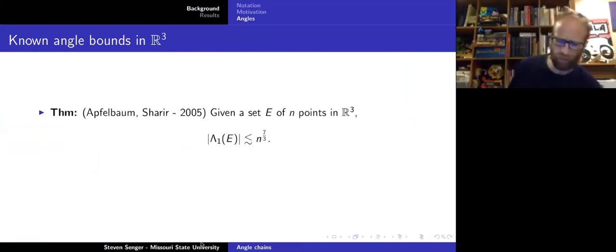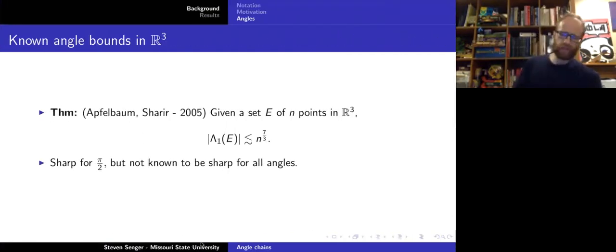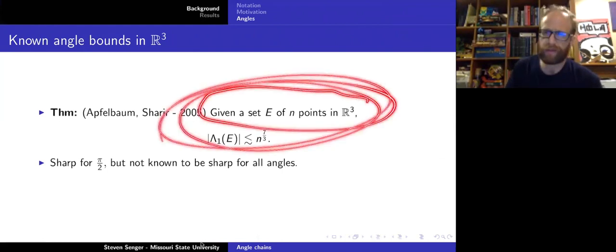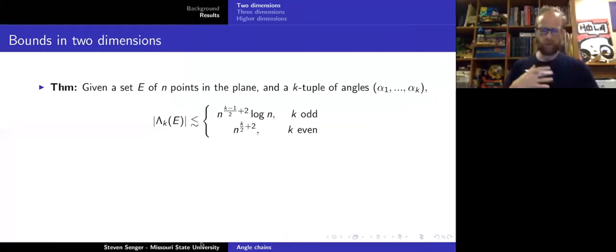Later, in 2005, Apfelbaum and Sharir showed that for a set of endpoints in R3, no particular angle can occur more than n to the 7/3. Both of these are going to come up, but this one is a big one for us. It's sharp for right angles, but it's not known to be sharp for all angles. And I'll talk more about this, but we spent the bulk of our time trying to generalize this theorem. We probably spent 9 months just on this, trying to go to pairs of angles. And we got lots of special cases, but nothing that was in general stronger. So more on that in a minute.